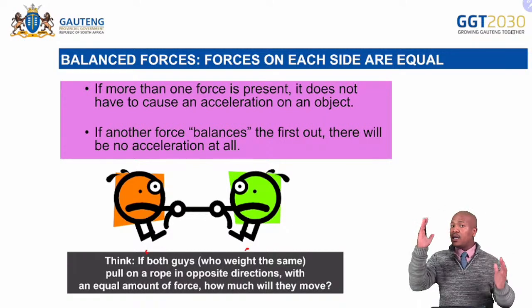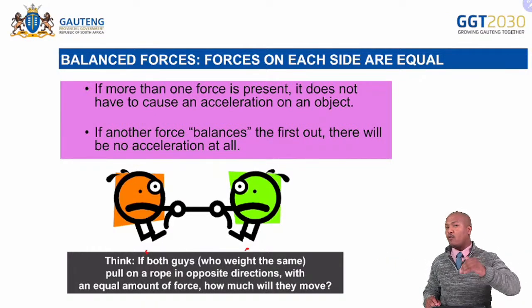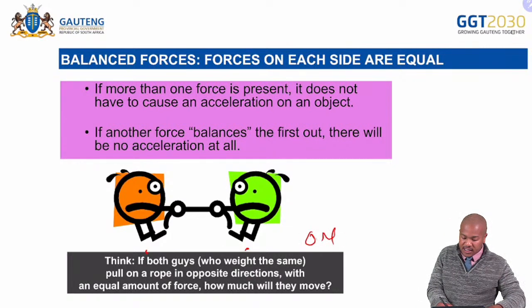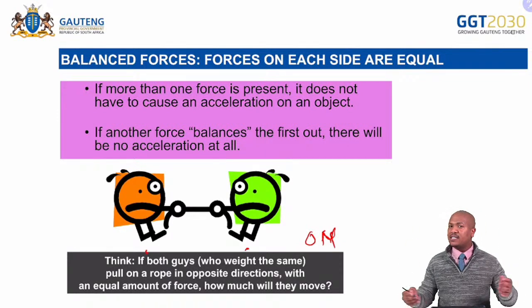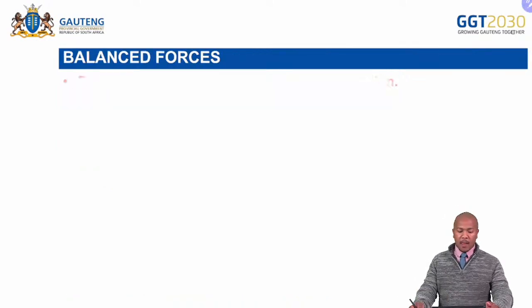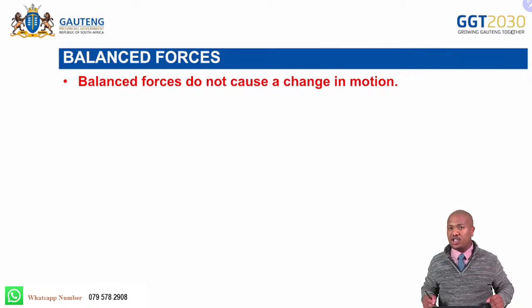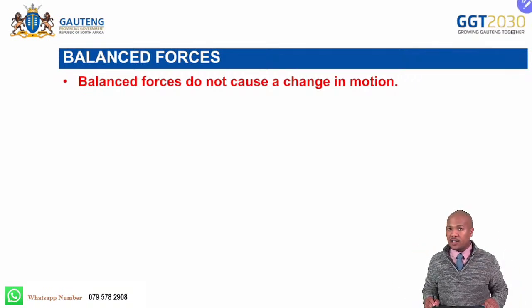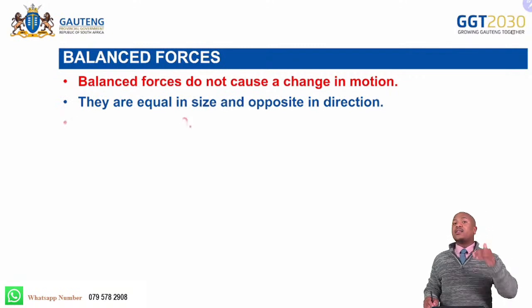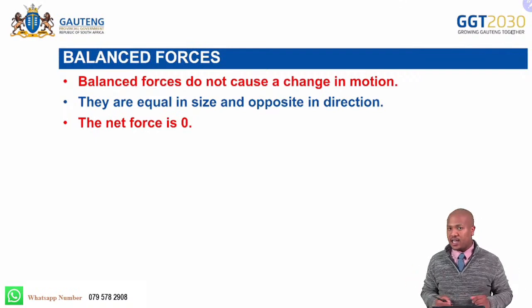If they're having equal newtons of force and they are pulling in opposite directions, how much will they move? Zero, right? 0 newtons. They will move 0 newtons. Why? This is because the forces on either side are the same. Are we together? So now, we said that balanced forces do not cause any change in motion. There is no change in motion when forces are balanced. It just stands still, right? And our net force will be 0 because they are equal in size and in opposite directions.